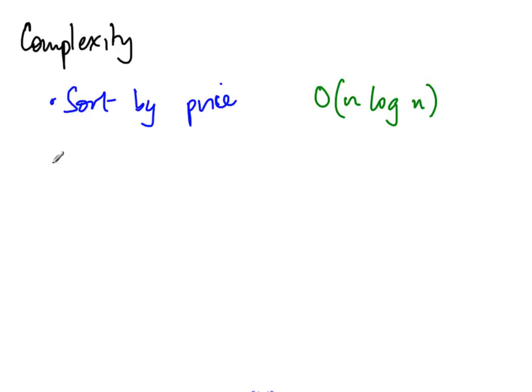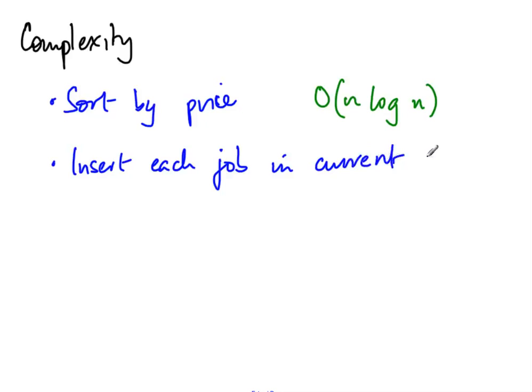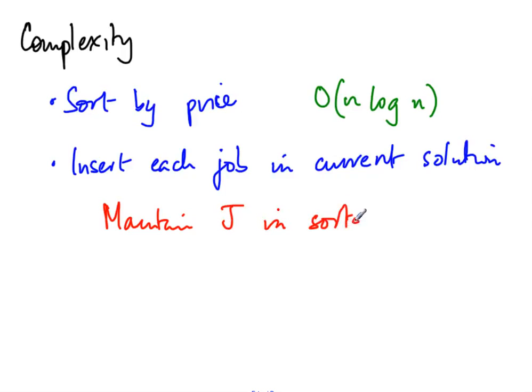The bottleneck is that we insert each job in the current solution. So when we check feasibility, we maintain J in sorted order of deadline. At each point we look at the new job and we try to insert this job into the sorted list, and if we can meet the deadlines, then everything is fine and we proceed.